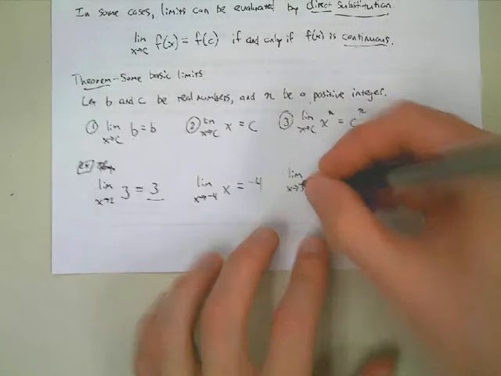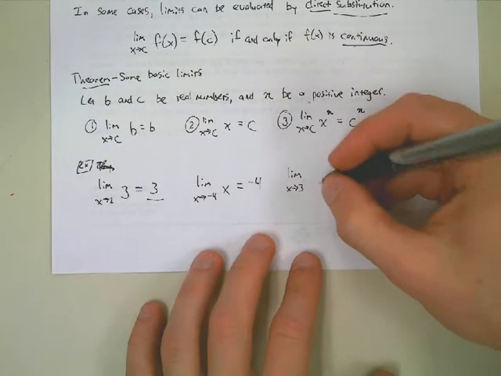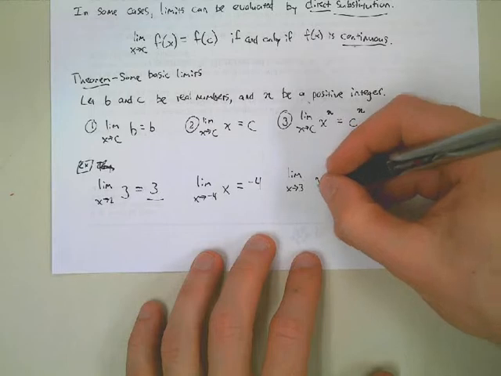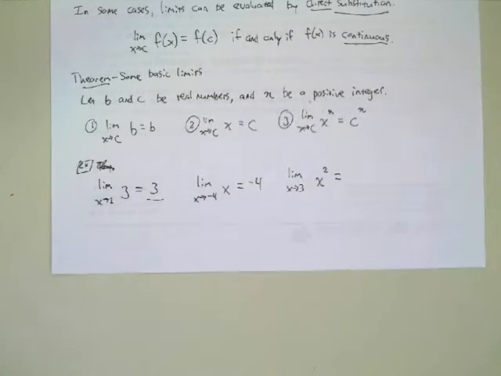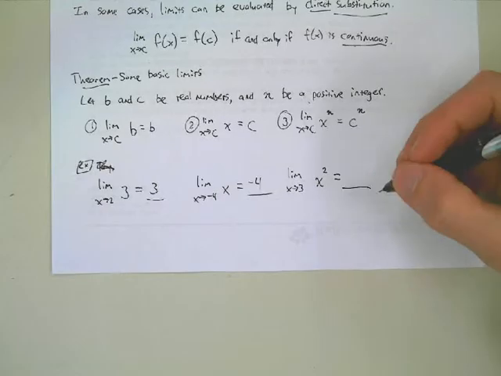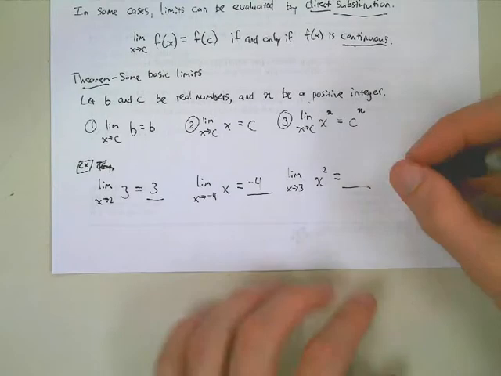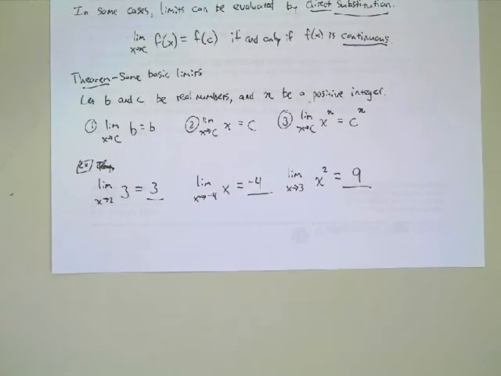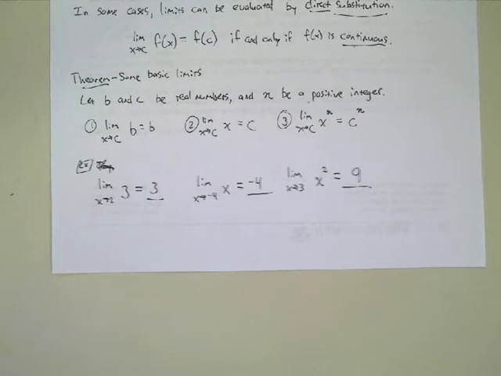And the last one here, the limit as x approaches 3 of x squared. What would that be? 3 squared or 9. Either one's acceptable there. Okay, questions on any of those properties? Does that make more sense now that there are numbers in there?